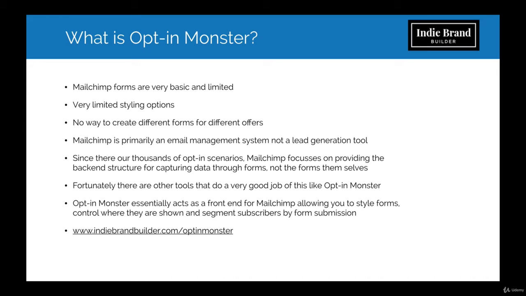So Opt-in Monster essentially acts as a front end for MailChimp. It allows you to style your forms, control where they are shown, and segment subscribers by form submission.